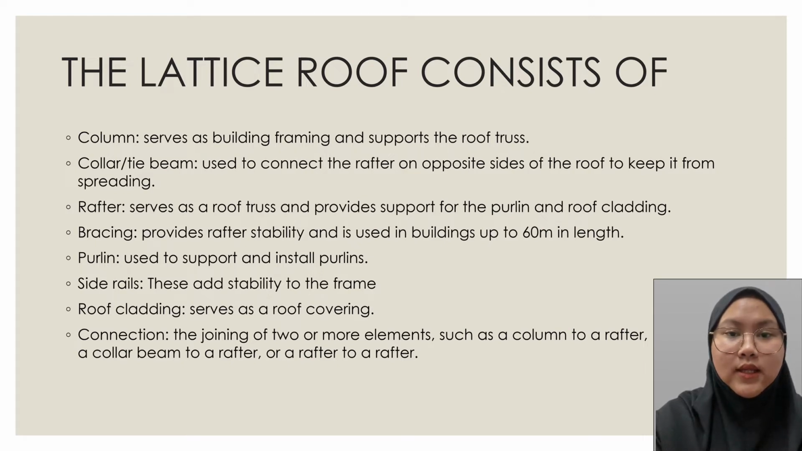4. Bracing provides rafter stability and is used in buildings up to 60 meters in length. 5. Purlin used to support and install purlins. 6. Side rails. These add stability to the frame. 7. Roof cladding serves as a roof covering. 8. Connection. The joining of two or more elements such as a column to a rafter, a collar beam to a rafter, or a rafter to a rafter.